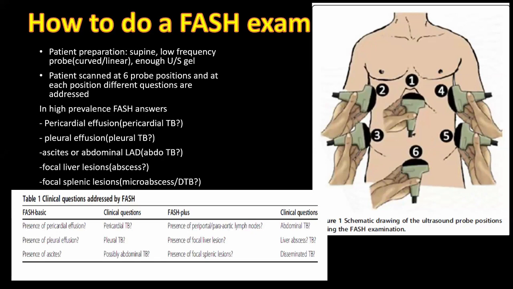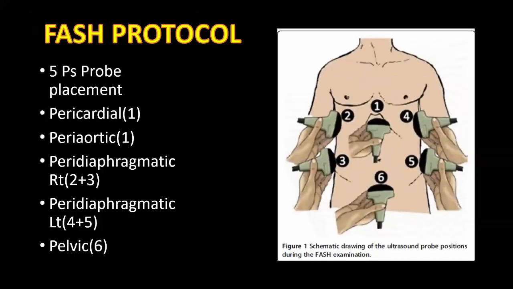Just to note, this was the best image I could find, but the probe position for 3 and 5 is obviously more in the flanks and higher up, not as low down as in the image. So the FASH protocol looks at the 5 P's. You want to look pericardially and periaortically, and then peridiaphragmatically on both the right and the left, and then you want to look at the pelvis.